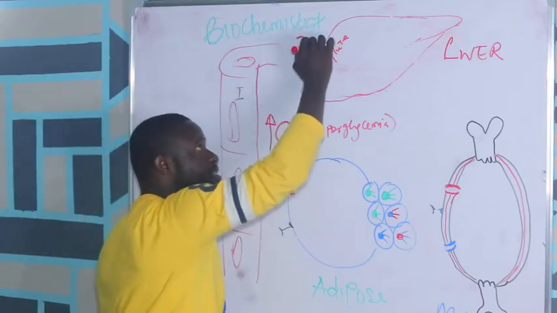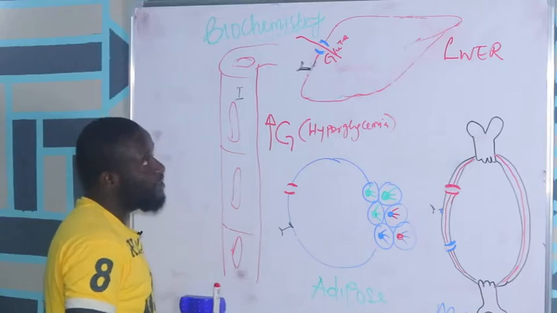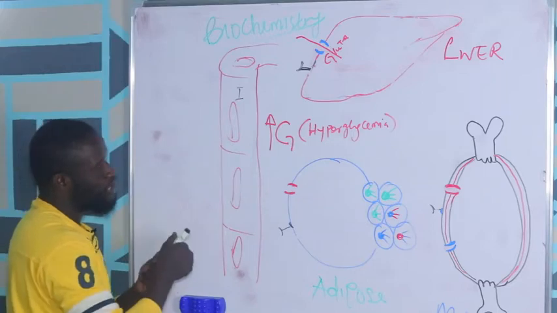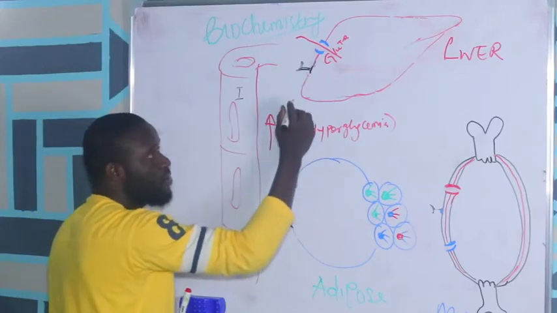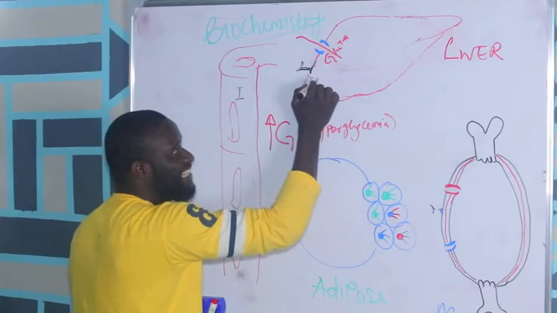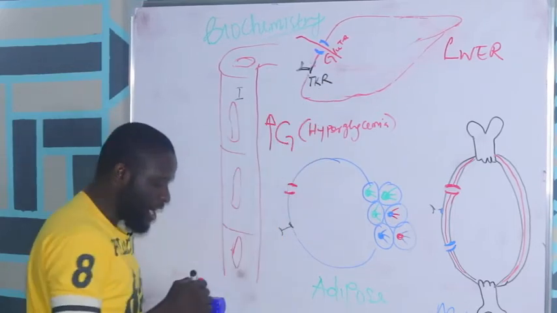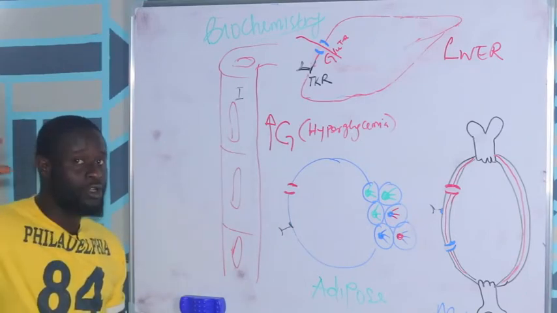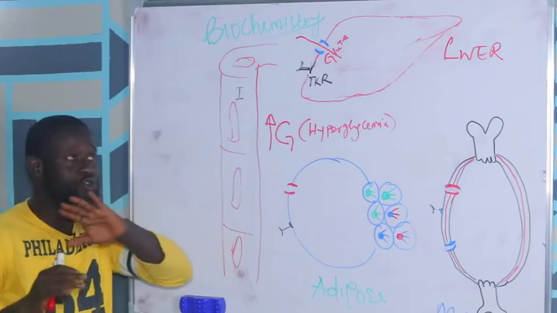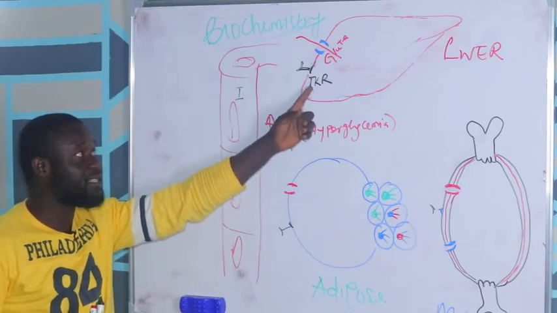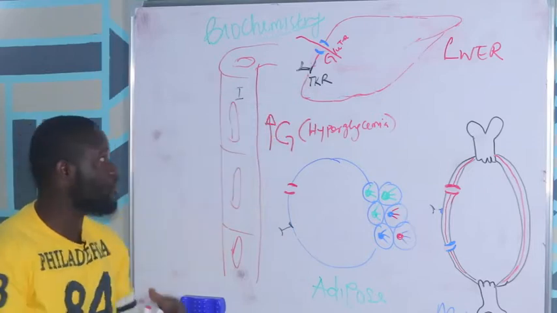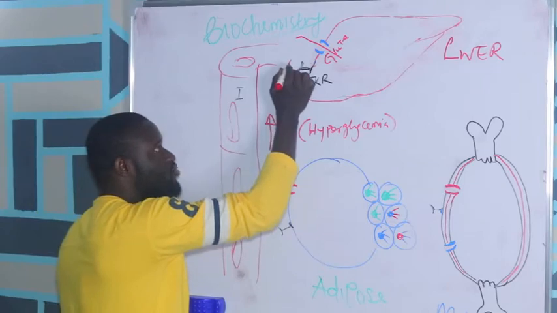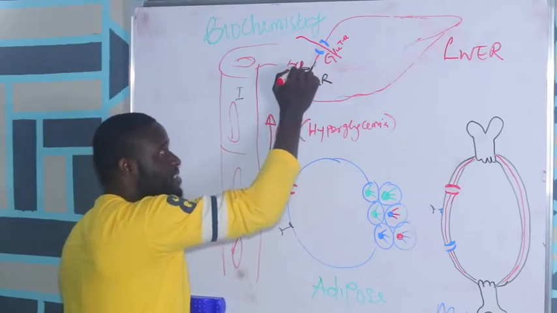So glucose comes into the liver. When glucose comes into the liver, this is what happens. You see this receptor here? This is called the tyrosine kinase receptor. It has its own mechanism also, but we're not going to go down into this. I just want you to know that on the body of the liver, it has this receptor called tyrosine kinase receptor. So this is what insulin does. Insulin comes here and binds to this tyrosine kinase receptor.